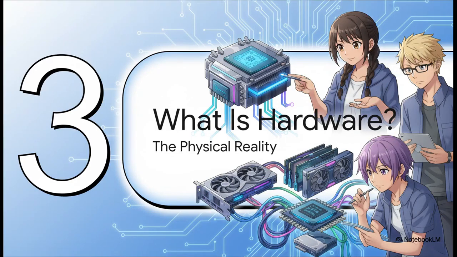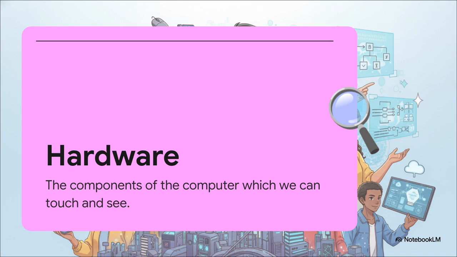All right, Section 3. What is hardware? Let's talk about the physical reality of these machines. If you've ever felt intimidated or bogged down by computer jargon, the definition of hardware is wonderfully simple. It is literally just the components of the computer that we can touch and see. That's it. If it occupies physical space, if you can knock on it with your knuckles or look at it with your own eyes, it is hardware. It's the totally tangible half of that hardware-software link.